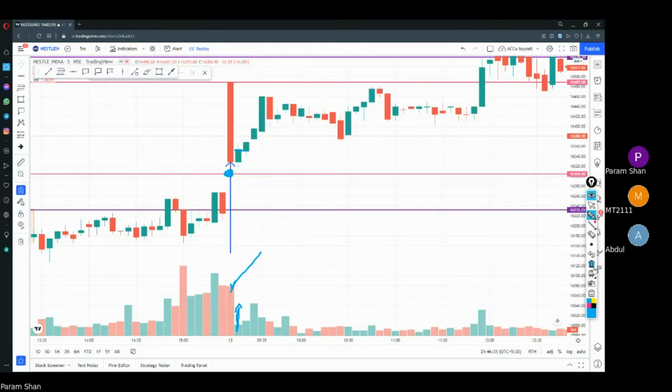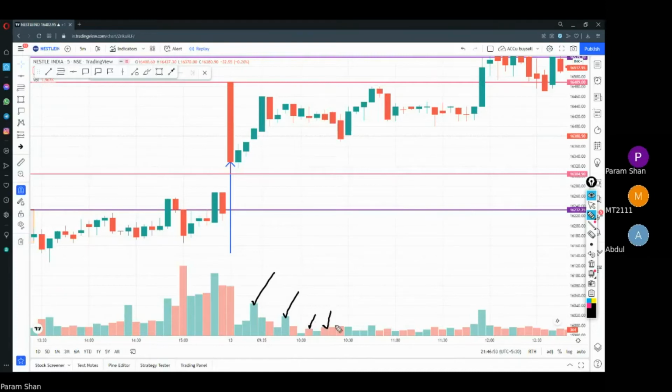So in that way, we can say this one is having a high volume. It means that this is a respected candle, this one. Okay. And this is the next one. And this is the next one. This is the next one.